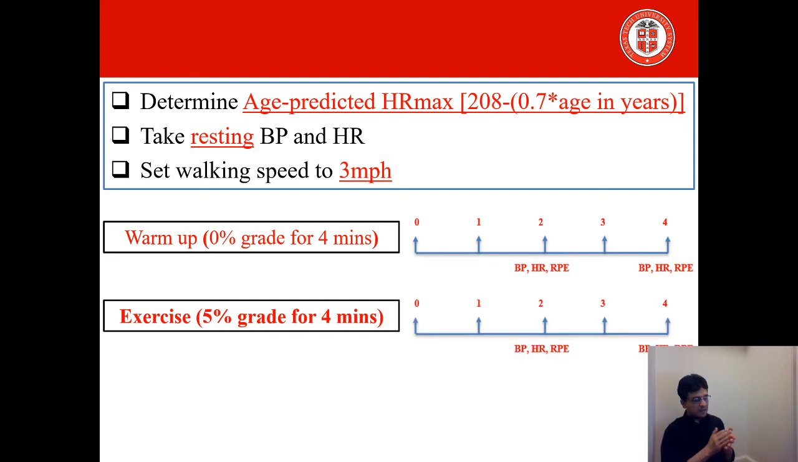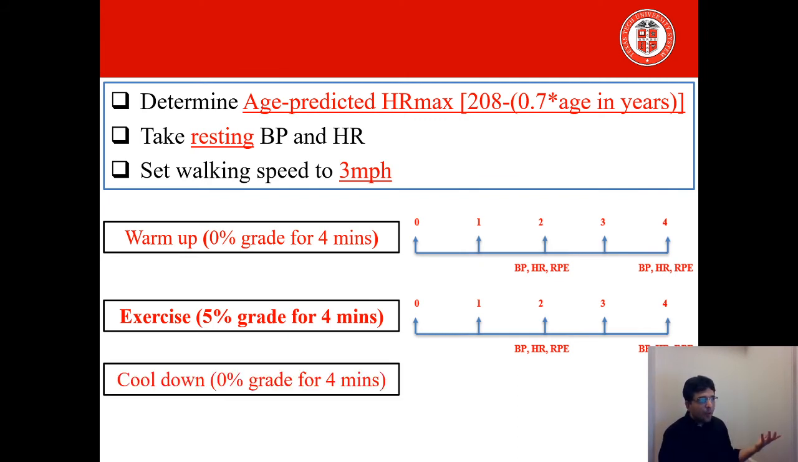And again, after 2 minutes of exercise, which means 6 minutes after the start of the test, record blood pressure, heart rate, and RPE, and do it again at minute 4 of the exercise, or minute 8 in total, the same 3 measurements of blood pressure, heart rate, and RPE.